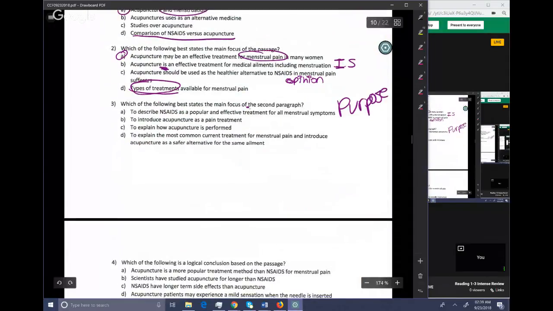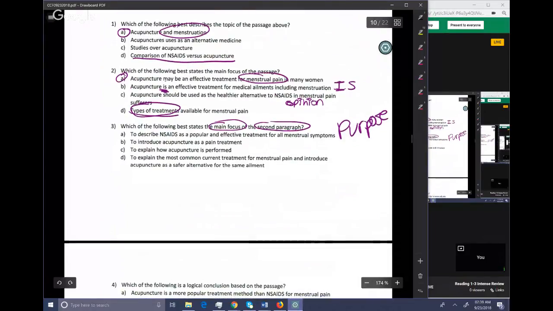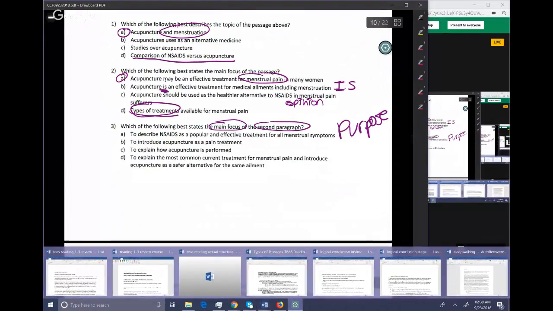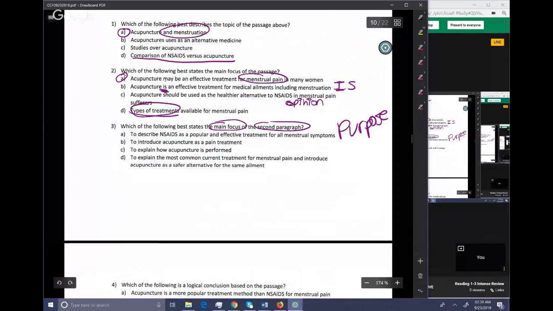3 says, which of the following best states the main focus of the second paragraph? So now we're just talking about the focus of the second paragraph. So 3 is going to wind up being D, which is to explain the most common current treatment. So NSAIDs is the most common current treatment for menstrual pain, and introduce acupuncture as a safer alternative for the same ailment. This is a perfect answer choice.